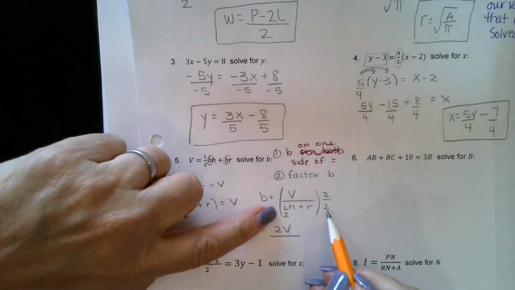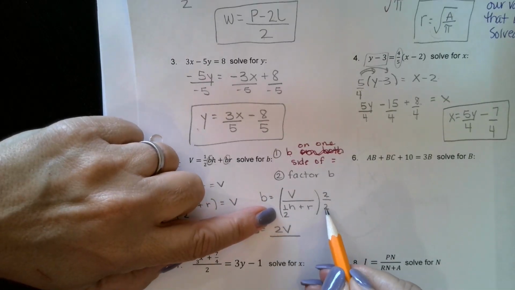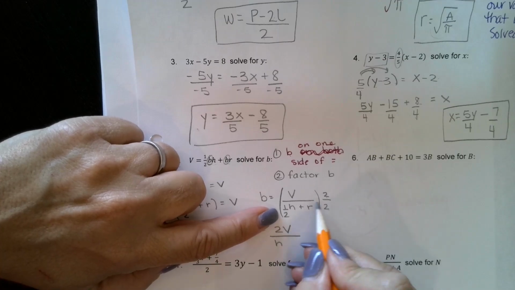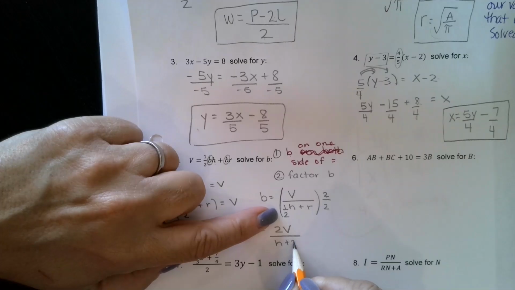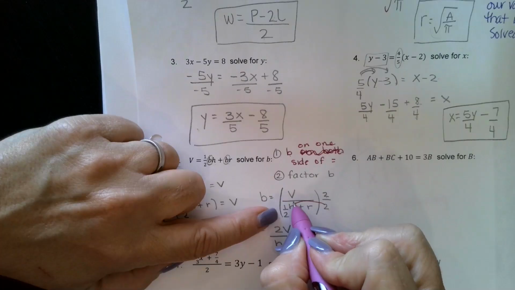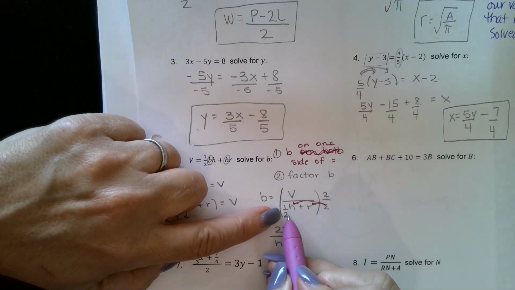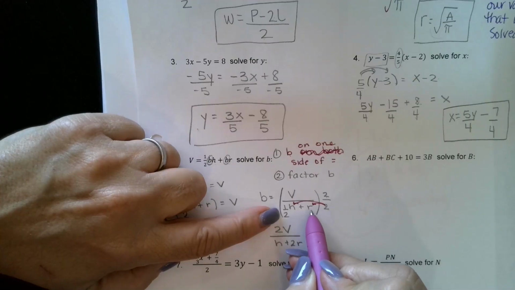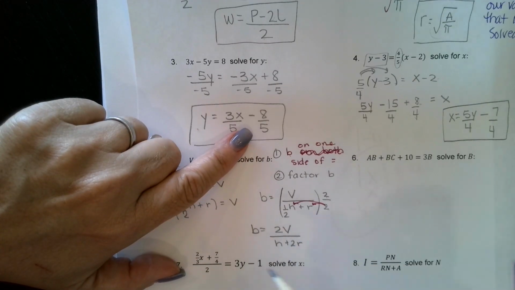If I multiply the bottom, I'm distributing. So this 1/2 H now is just H. And this plus R is now plus 2R. These aren't exponents, I'm distributing this on the inside. So I have 1/2 H times 2, and then I have 2 times R. So this is my final answer.